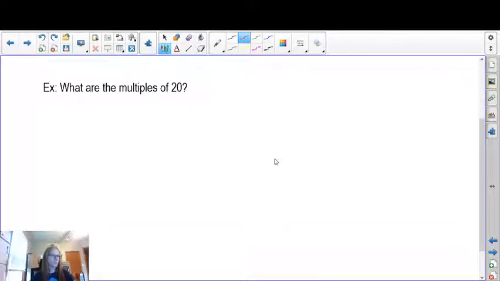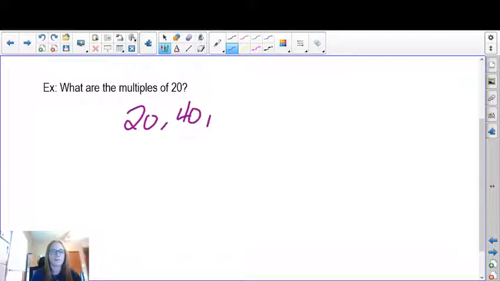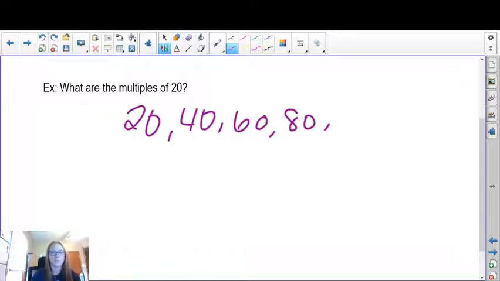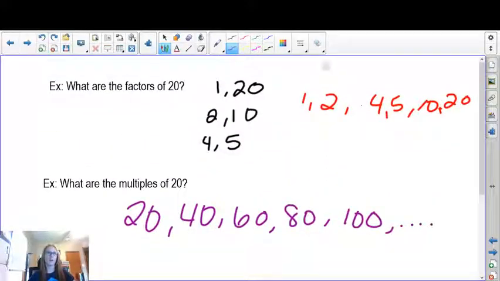What are the multiples of 20? Again, multiples grow bigger, so 20, 40, 60, 80, 100, and so on and so forth. So factors, two numbers together; multiples, lots of numbers.